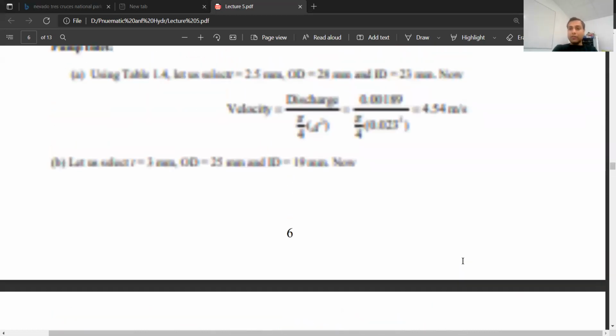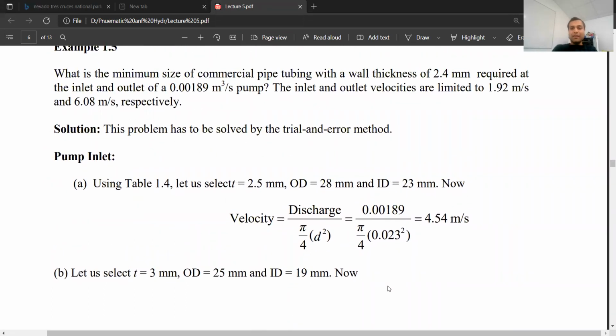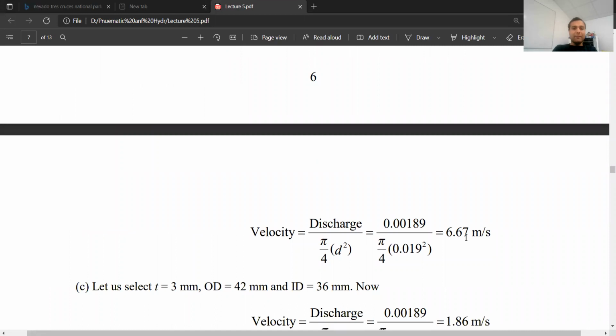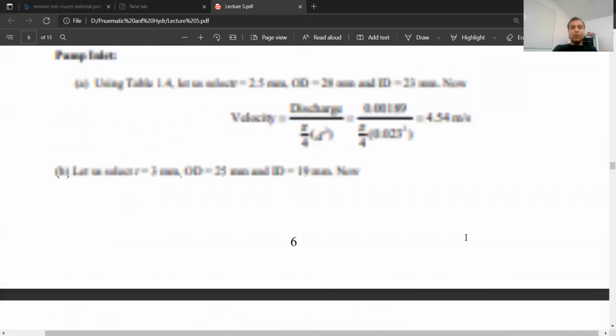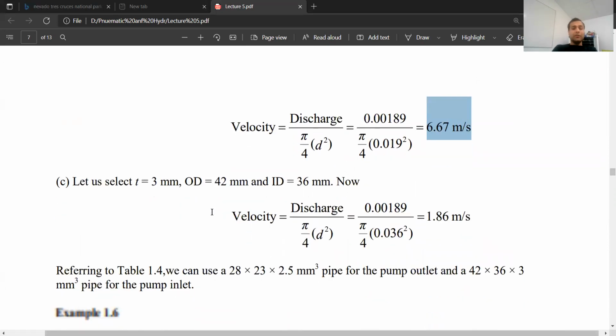So now I need 6.08. And I was getting 4.54. Now I'm getting 6.67. So once I got a low value, now I'm getting a high value, which means it will not be stable. For a low value, it means we are using a pipe of higher diameter, not suitable. For a high value, that means we're using a pipe of low diameter, not suitable. It will heat up, friction, we will lose a lot of power. So now let's choose and do another one.